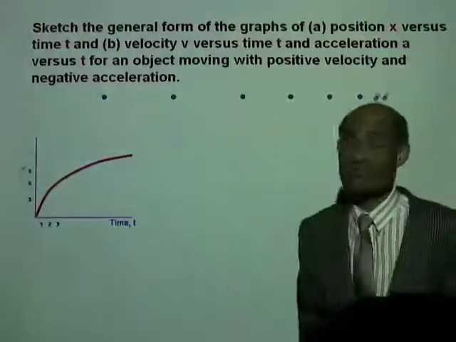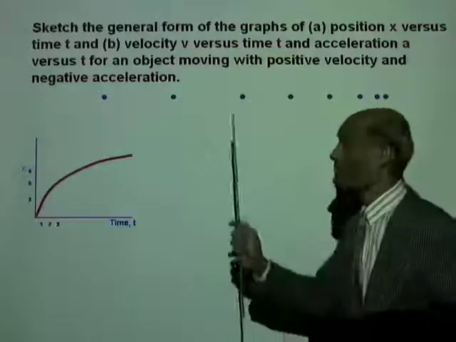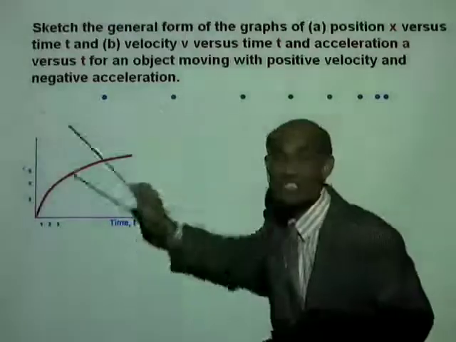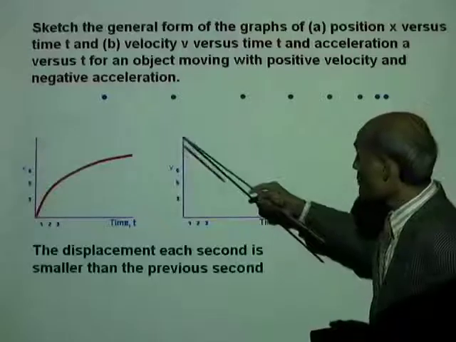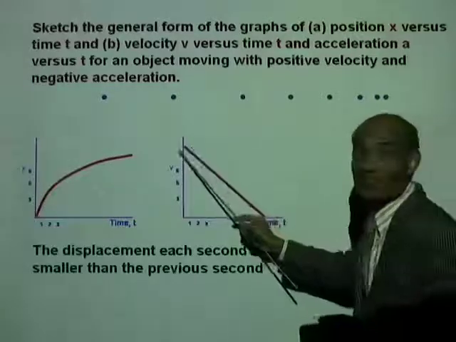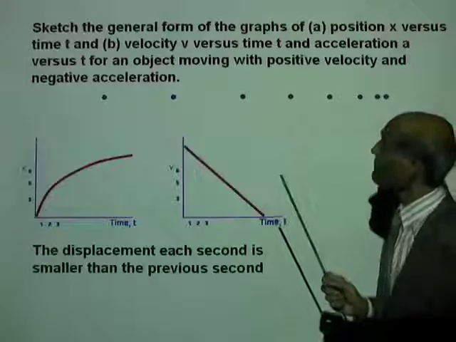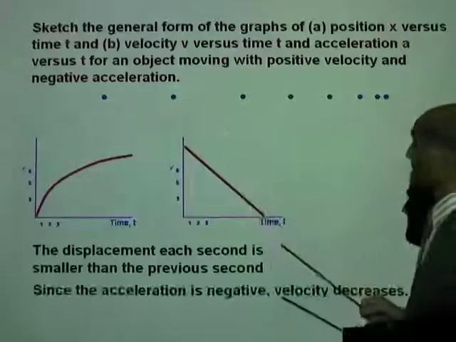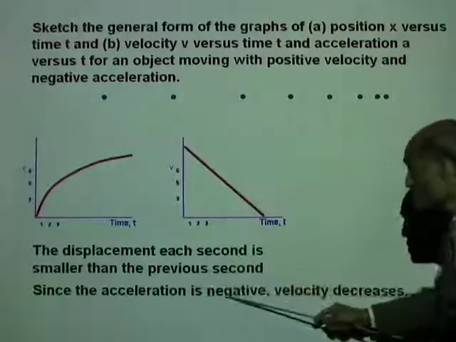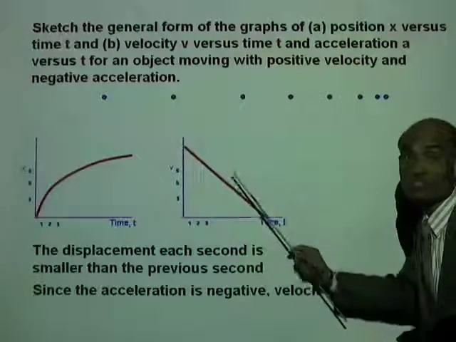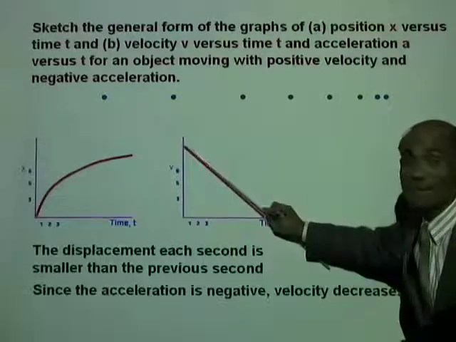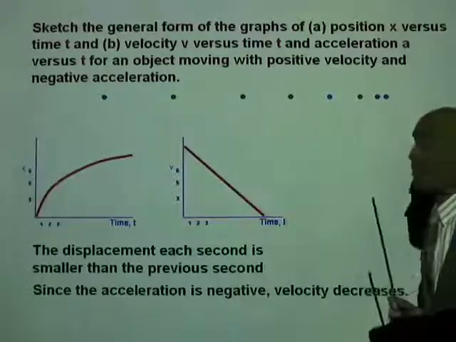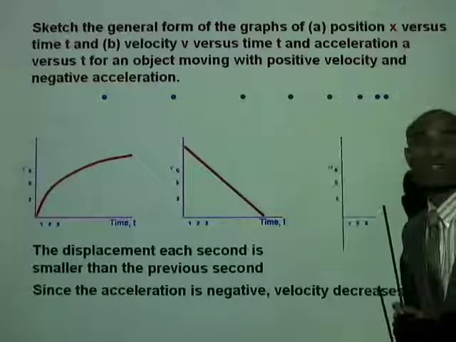How will the velocity change? Well, velocity is positive and decreasing, is that right? Because the acceleration is negative, the velocity is positive and decreasing. You see that? And what would be the acceleration against time? Acceleration is uniform and negative. The acceleration is negative, the velocity decreases. You can see, if you measure the slope of this graph, that should be a measure of the acceleration. And now, what will be a plot of acceleration against time?